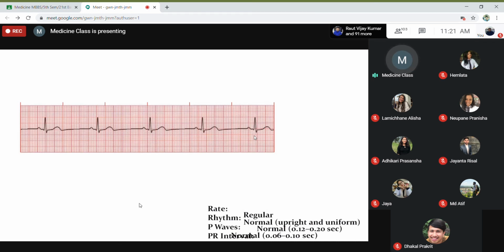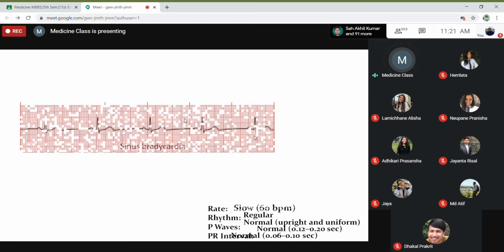Now look at this. These are all normal, but 1, 2, 3, 4, 5, 6. Let's put it as a 6. Then 300 divided by 6 is 50. So it's slow. So it's a sinus bradycardia because all others are normal. P wave is followed by QRS complex. It's regular. So it's a sinus rhythm, but it's bradycardia.